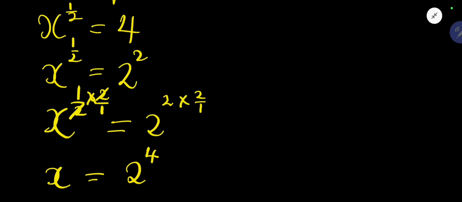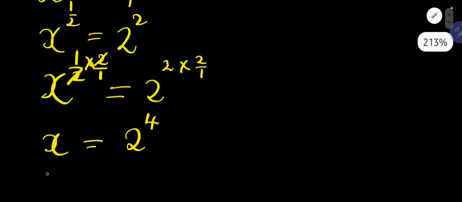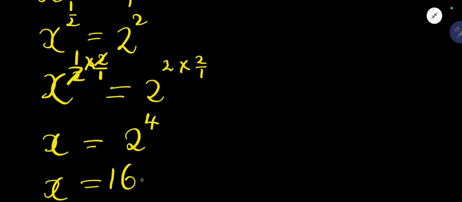On your right hand side you are going to remain with 2 exponent 4. I told you guys that when you have answered a question based on exponents, try to make sure that your answer is not in exponent form. Simplify it as far as possible. So 2 exponent 4, what is it, guys? 2 exponent 4 is 16, right?